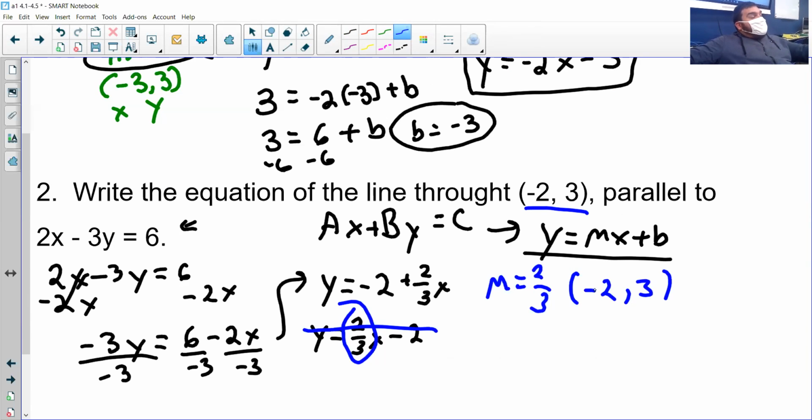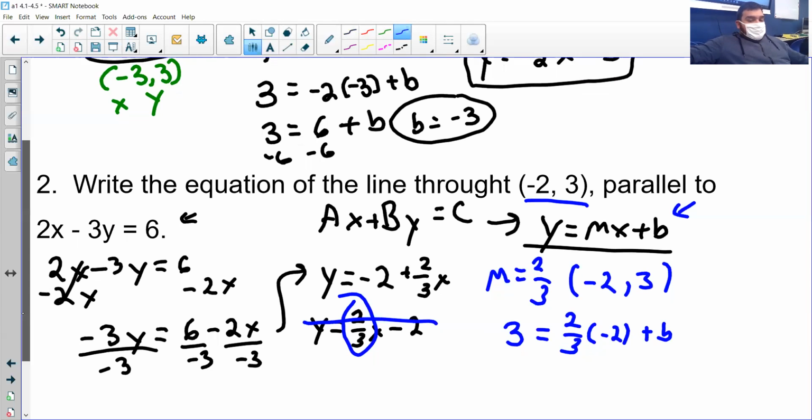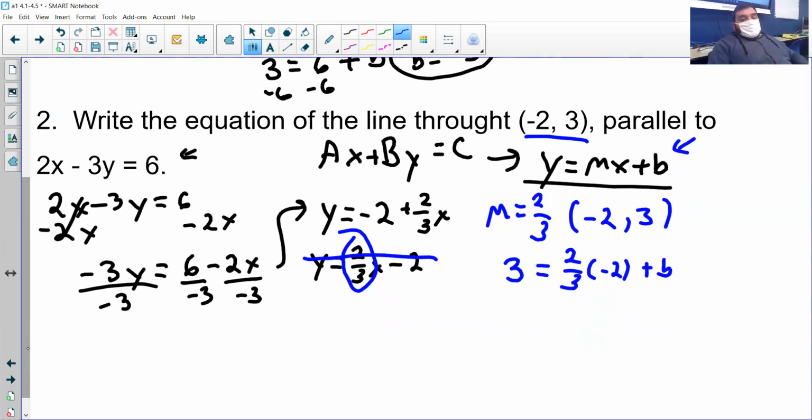Now we're going to actually start the equation, make the line. So we're going to make it into slope-intercept form. So I'm plugging it in: 3 equals 2 over 3 times negative 2 plus b. You're going to get a fraction, that's okay. Student: Why did I do y minus 3 equals 2 over 3 times x plus 2? I did it. It's just simple.